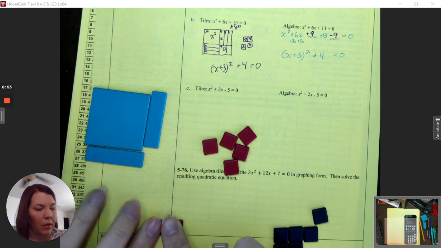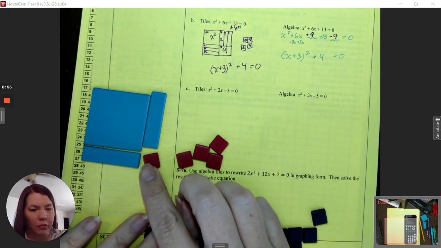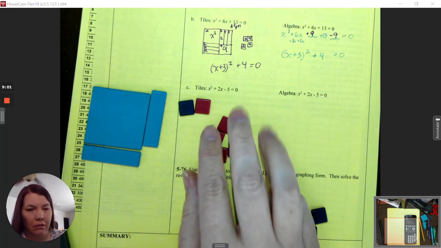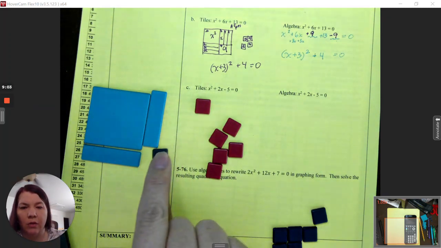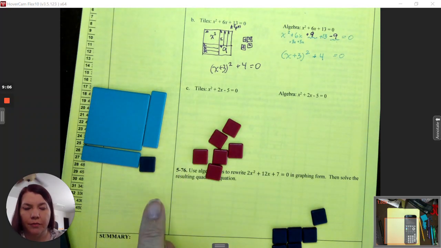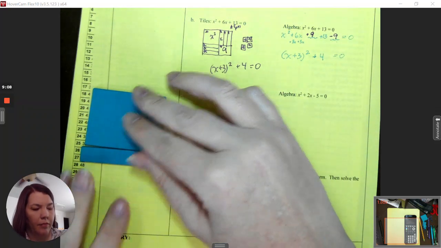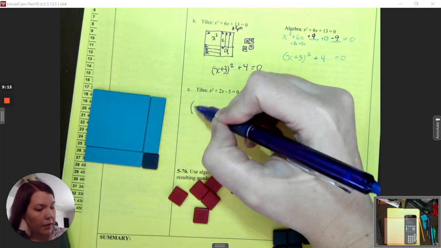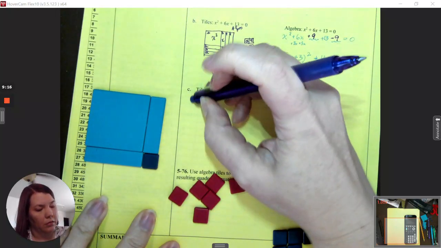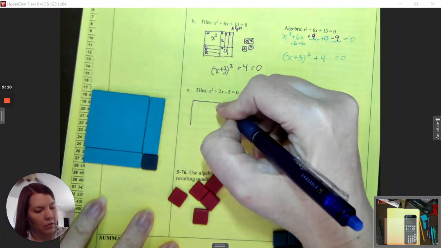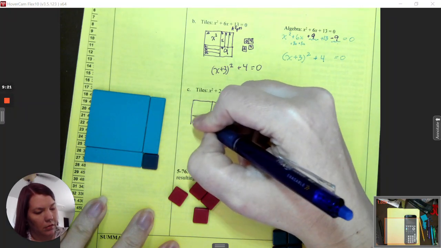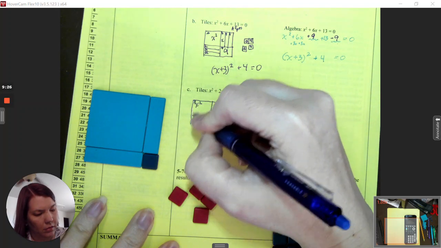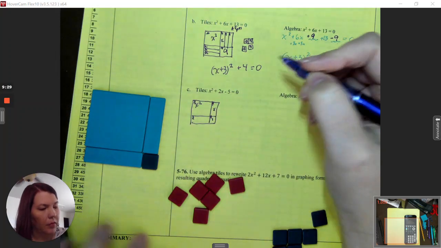Okay. And so I end up with, I'm drawing. Scribble. And I have 5 left over. Actually, 6 left over. Look at my lovely squares that I'm drawing here. 6 left over. And so I end up with x plus 1 squared minus 6 equals 0.